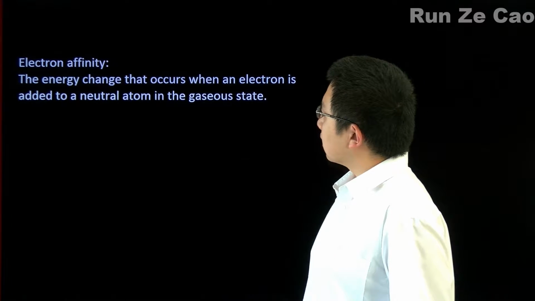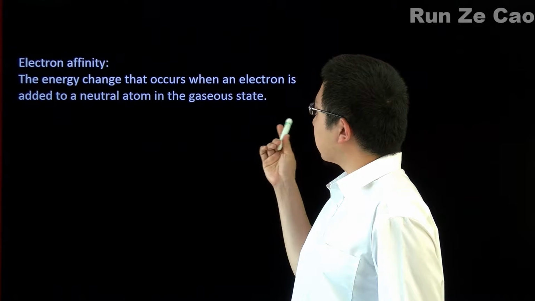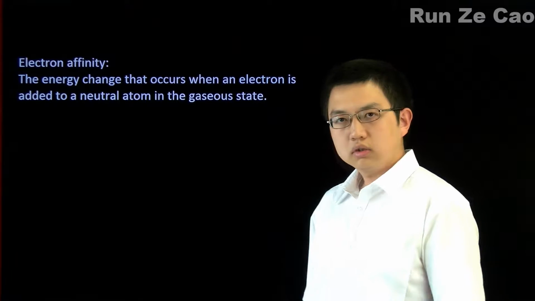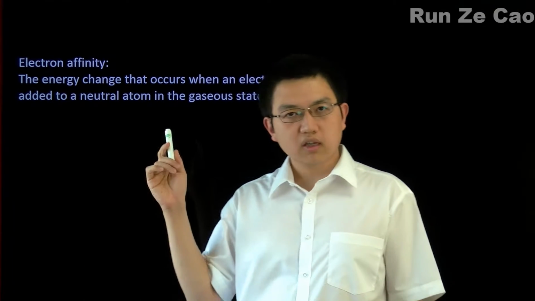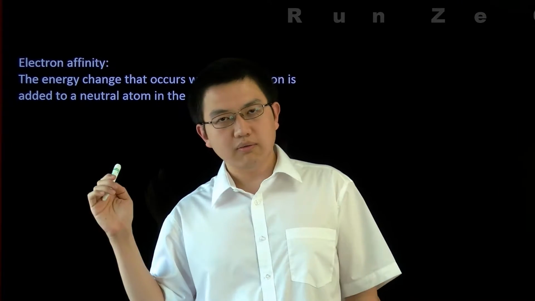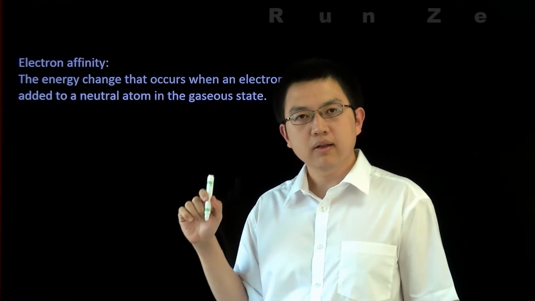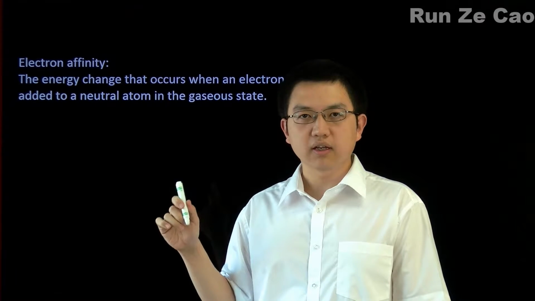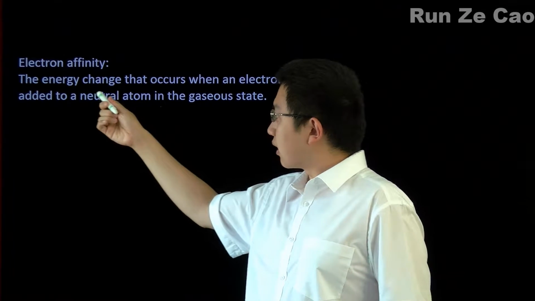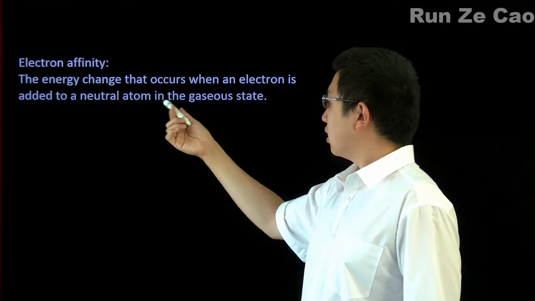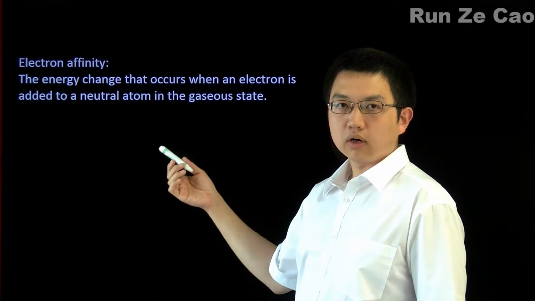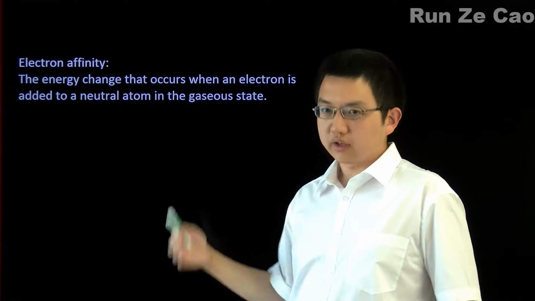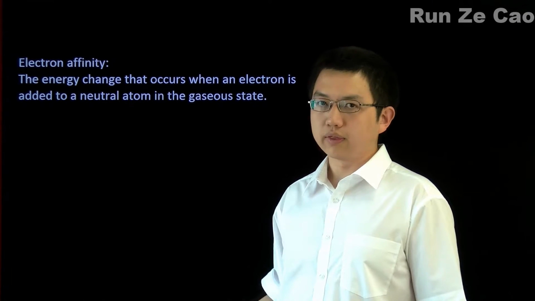Now, electron affinity. The energy change that occurs when an electron is added to a neutral atom in the gaseous state. Well, this you are not going to be working with all that often. Eventually, you'll just use a measure called electronegativity. But for now, electron affinity is how much energy is needed or is released when you add an electron to a neutral atom while it's a gas. Sure, let's go with that.